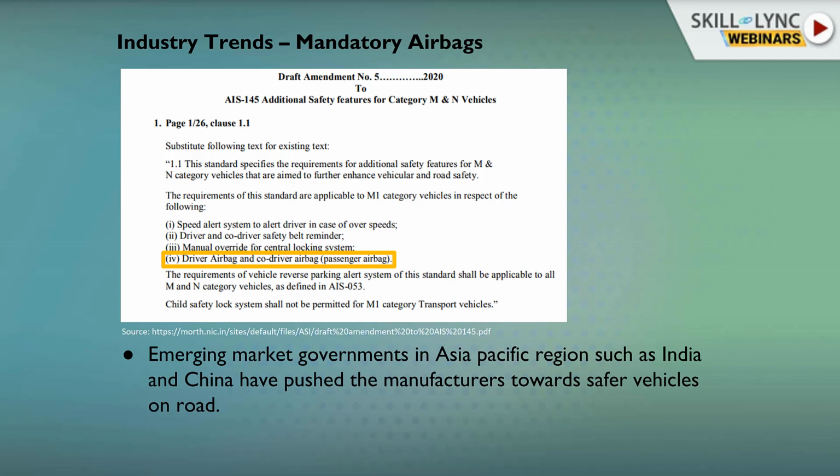Last year there was a proposal for safety regulations in India for automotive safety on road cars. You can see clearly that for the M1 category they are going to make it mandatory. This is just a draft which was proposed last November, but soon there will be a compulsory driver airbag and co-driver airbag rule in India also. So there is increasing demand for airbags all around the world, and specifically in the Asia Pacific region, because the sales volume of cars is increasing day by day, and the demand for safety is increasing proportionately.